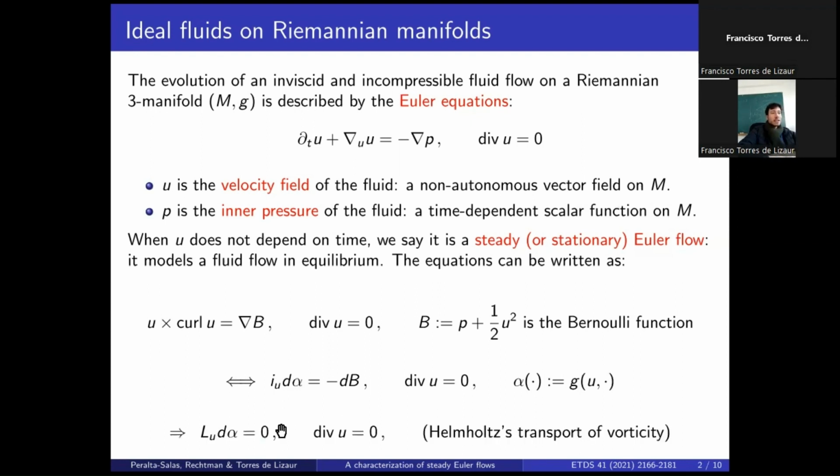Now if you take the exterior derivative of this equation, what you get is that the Lie derivative of the two-form d alpha, or the Lie derivative of the vorticity along the velocity, is 0. Said differently, the vorticity two-form d alpha is preserved by the flow of the velocity field U. This is known by the name of Helmholtz transport of vorticity. Vorticity is transported by the flow.